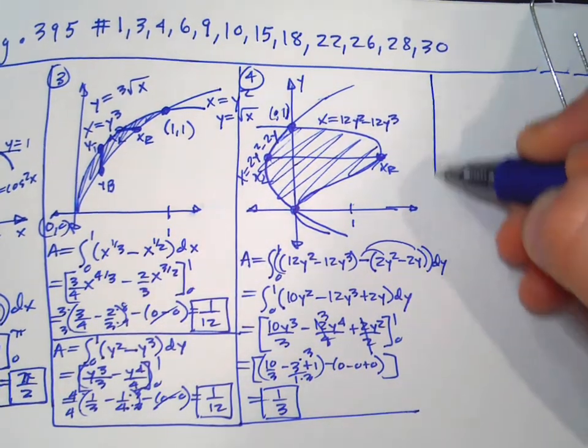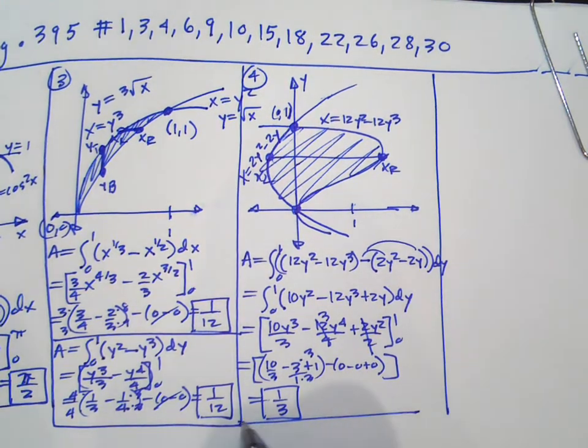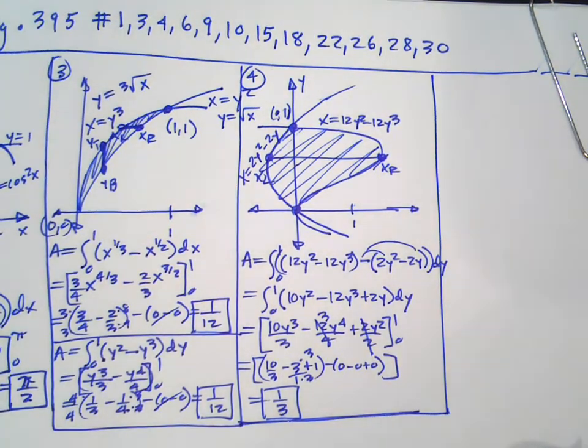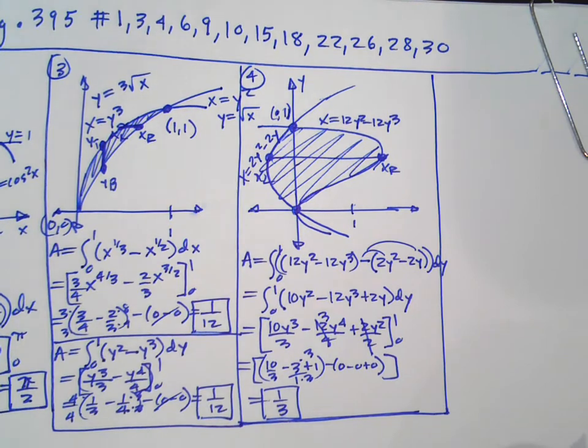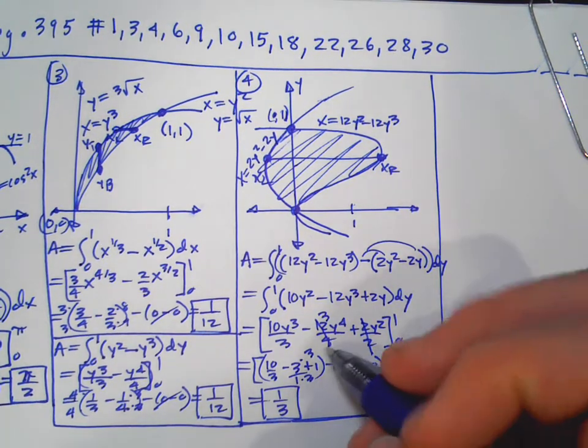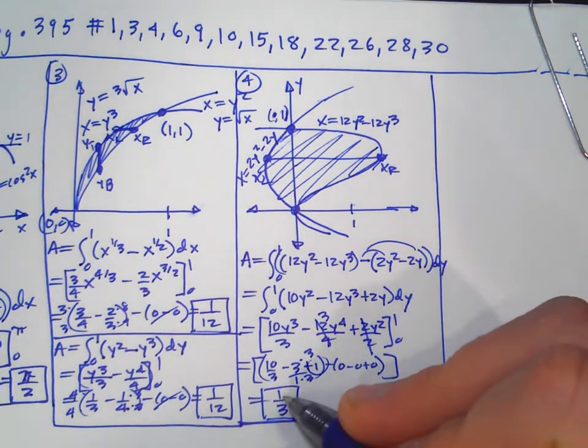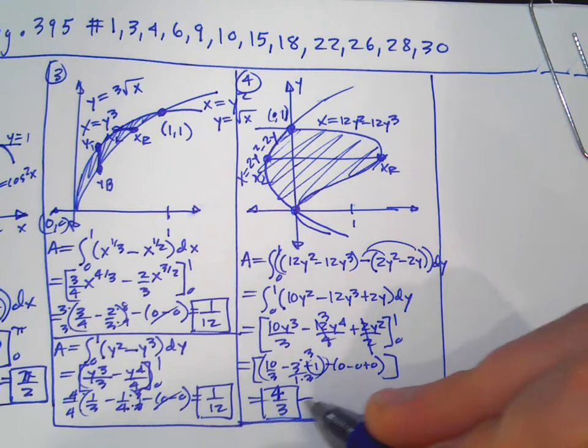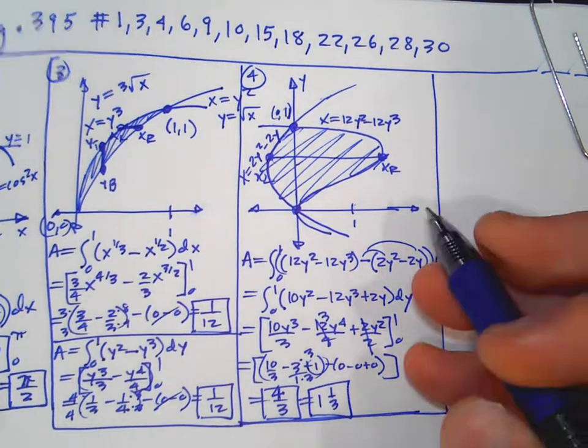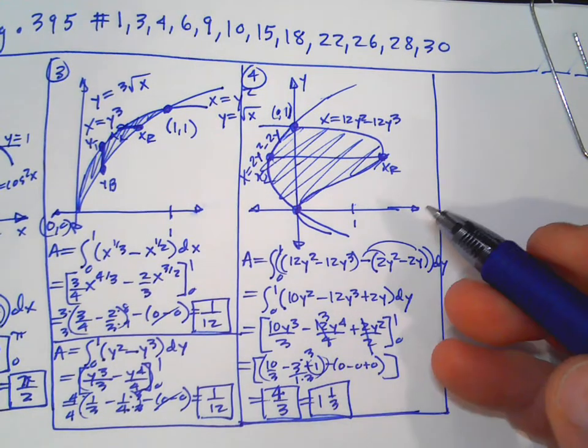Vertical slicing would have been crazy just to even try and make happen. And I'm sure the work would have been a lot messier than this also. Now let's see, I made a mistake. It looks like I forgot this 1 right here. So it's 4/3 actually. I just ignored it. So 1/3 plus 1 is 1 1/3, 4/3.